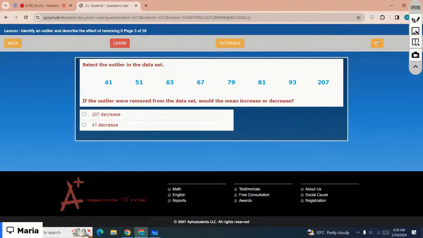Select the outlier in the dataset. If the outlier were removed from the dataset, would the mean increase or decrease? Which is the correct option? The correct option is, yes, that is option number 1. That is 207, and removing it decreases your mean.